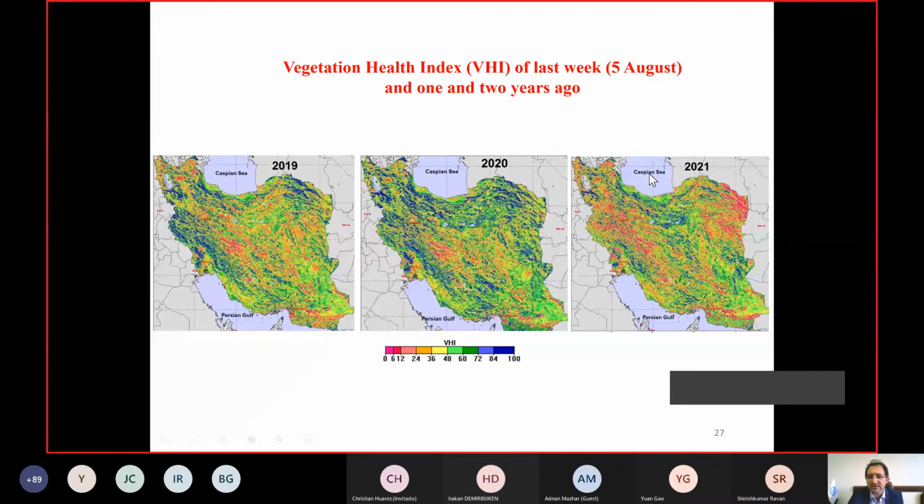Right now, we have a dry condition. We actually have a drought problem in most regions of Iran, and it is also related to the lack of precipitation in the spring and in the winter. And right now we are dealing with this problem in most parts of Iran.